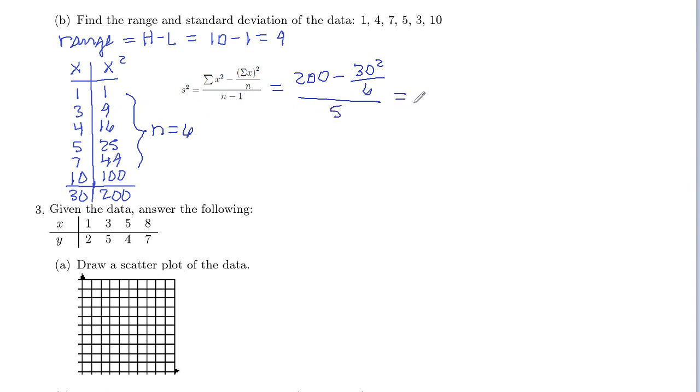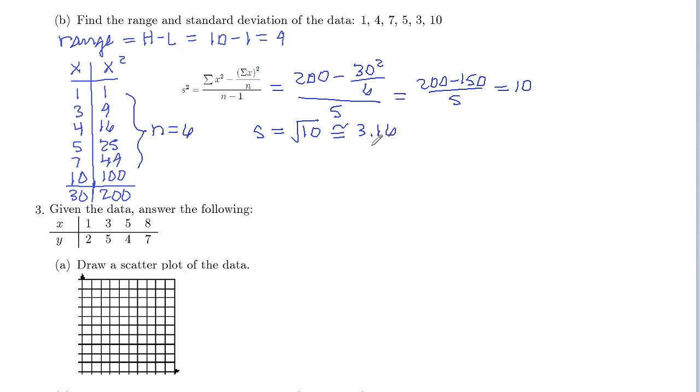So if you enter this into the calculator, this 30 squared is 900 divided by 6 is 150. So this is 200 minus 150. Divide by 5, that's 50 divided by 5, which is 10. And then to get the sample standard deviation, you take a square root. Take a square root of s squared. And that square root is approximately 3.16.